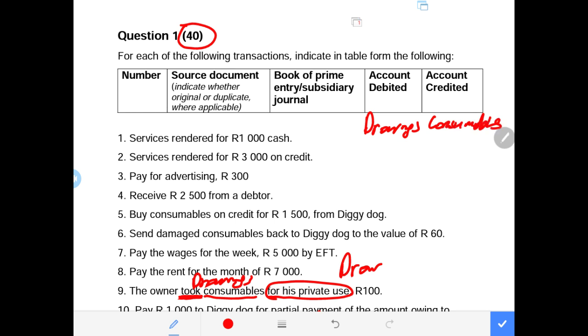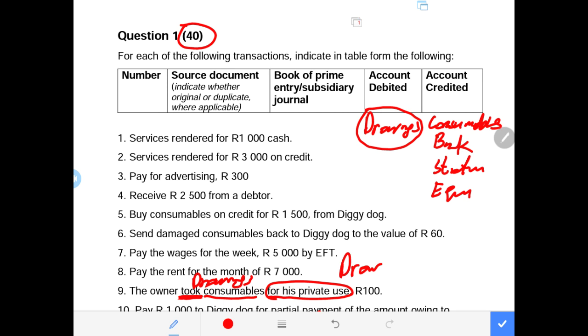If the owner took money for personal use, whatever the owner has taken will be on the credit side, bank. If the owner took stationery, stationery will be on the credit side. If the owner took equipment, equipment will be on the credit side. The first entry that is always on the debit side is your drawings. All the time, not sometimes.